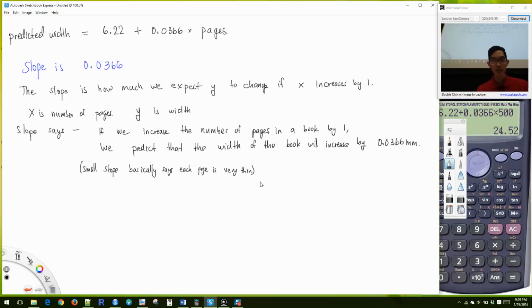Okay, and in fact, adding 1 page, I don't know if you can actually just add 1 page because each sheet is 2 pages, right? So basically, 1 divided by 0.0366 is 27. So basically it says there's about 23, 24 sheets of paper in a millimeter. So about 27 pages per millimeter, something around there, okay? That's what our slope says.